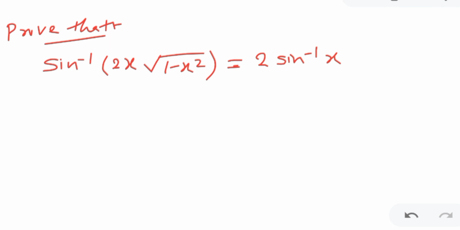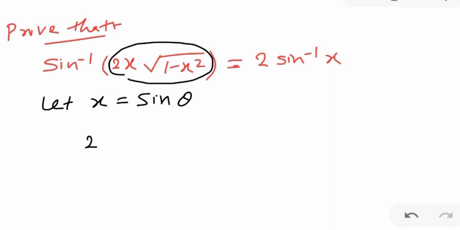So here also, if you see LHS, RHS, only sine terms are there. So what will I take? I will take x as sine theta. So let x be equal to sine theta. If I take x as sine theta, I can first find the value of 2x square root of 1 minus x square inside this sine inverse. Then this will be easy. Or you can do it directly also, like I will do directly.